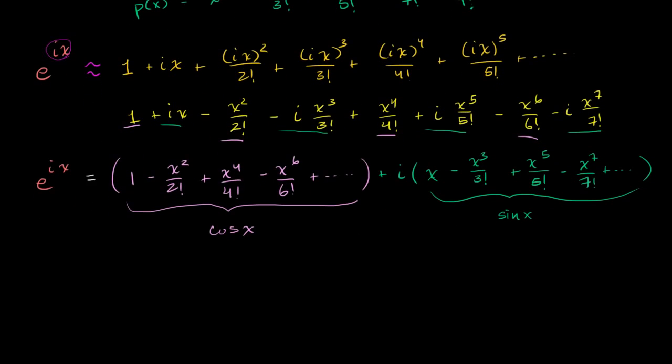We could say that e to the ix is the same thing as cosine of x, and you should be getting goose pimples right around now, is equal to cosine of x plus i times sine of x. And this is Euler's formula. I always pronounce it wrong. And this right here is Euler's formula.